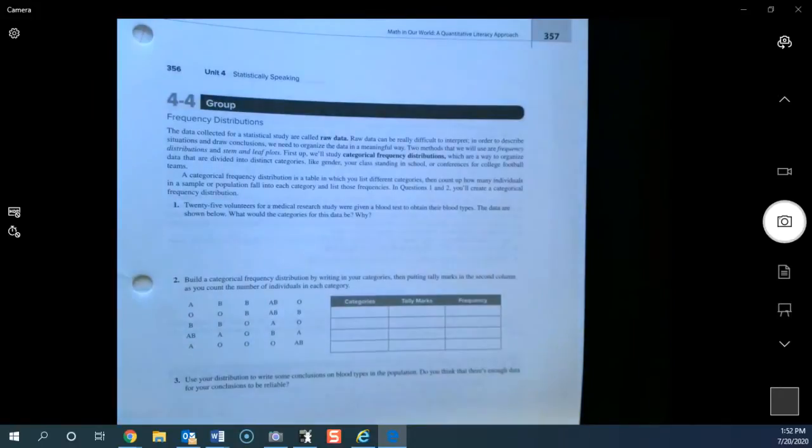A categorical frequency distribution is a table in which you list different categories. Then count up how many individuals in a sample or population fall into each category and list those frequencies. In questions 1 and 2, you will create a categorical frequency distribution. Number 1, 25 volunteers for a medical research study were given a blood test to obtain their blood types. The data are shown below. What would the categories for the data be and why?